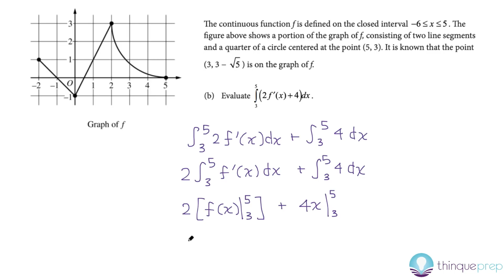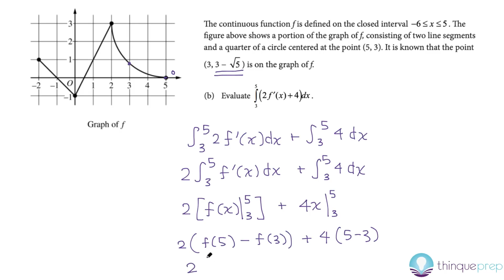And then we can just go ahead and do some plugging in, right? So we just need to evaluate what f of 5 is, and then we need to minus what f of 3 is. And then for the second half, we just need to do 5 minus 3. Luckily, we have the graph of f here, right? So f of 5, well, that's just 0, right? And then f of 3 is right here, but they give it to us in the question, right? They tell us that the point is 3 minus rad 5.